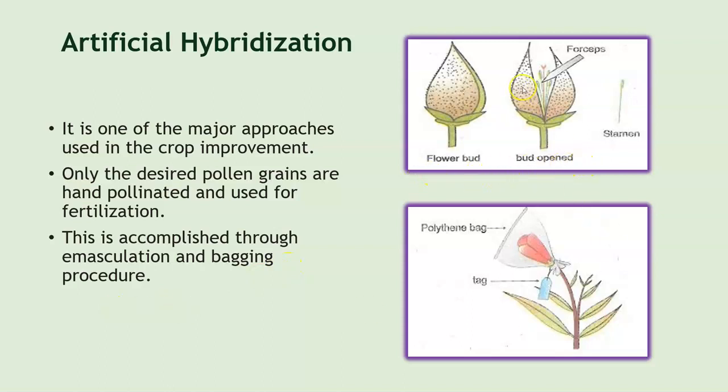Emasculation, students, is the removal of the anthers well before anthesis, so that you can convert the flower into a female flower. And then bagging is a process where, after emasculation is done, or after the desired pollen grains are dusted on the stigma of the receptive flower, the flower is covered with a polythene bag to prevent any other cross or random pollination. Then it is tagged with the date and any procedures that were carried out on the flower. That process is called tagging.